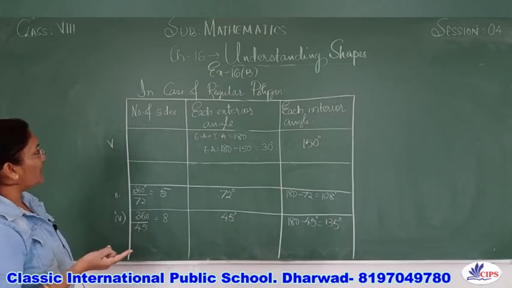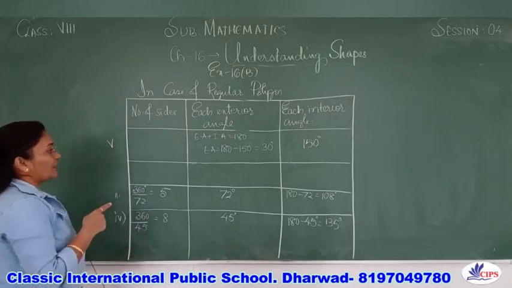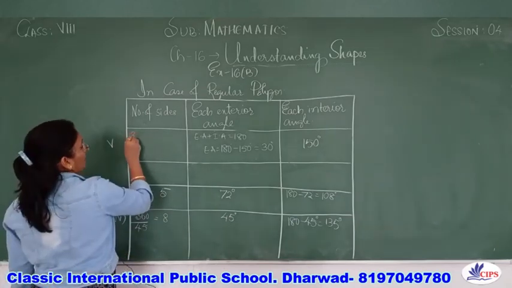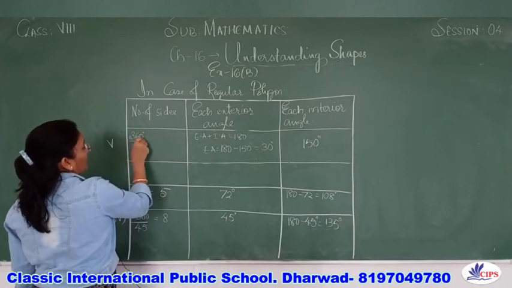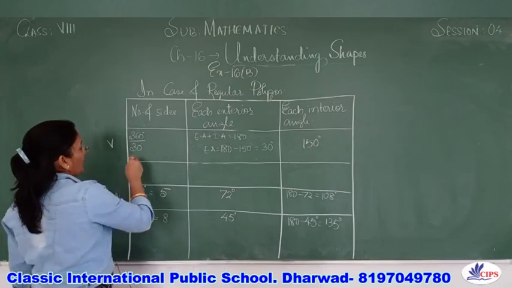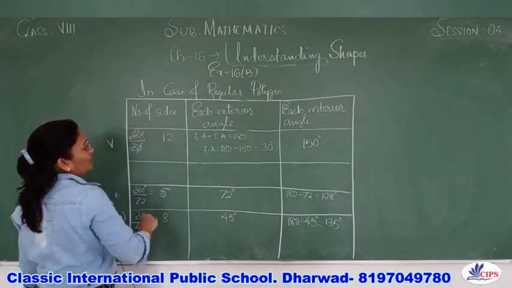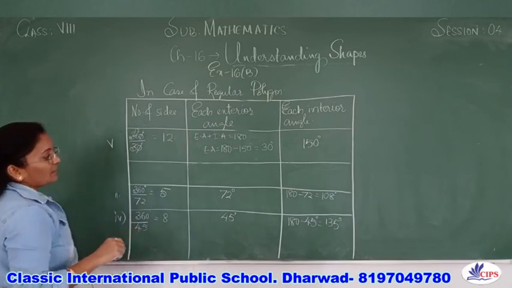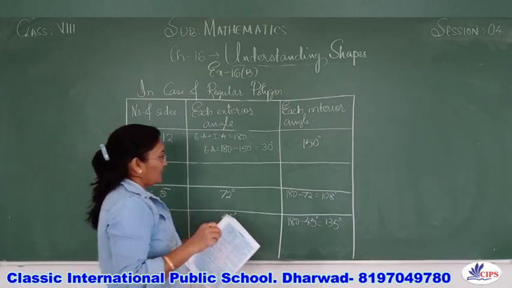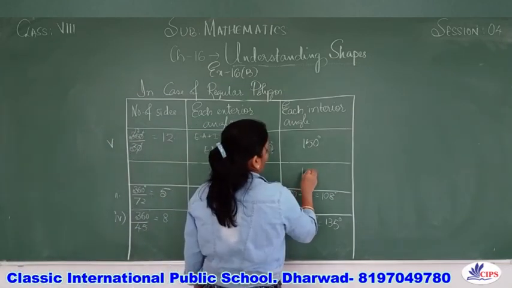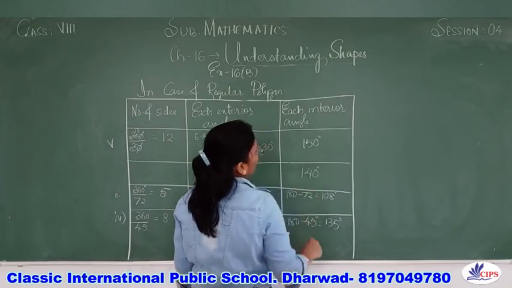Now you have got the measure of the exterior angle, so let us find the number of sides. You know how to find the number of sides, isn't it? 360 degrees, the sum of the exterior angles, divided by each exterior angle. The zeros get cancelled, 3 ones are 3, 3 fours are 12. So the figure has 12 sides. Got it?